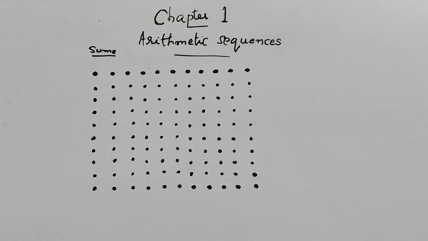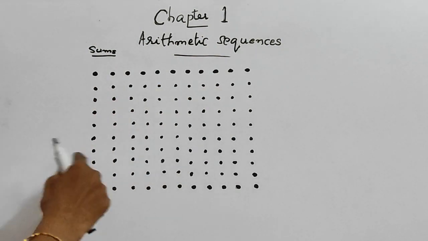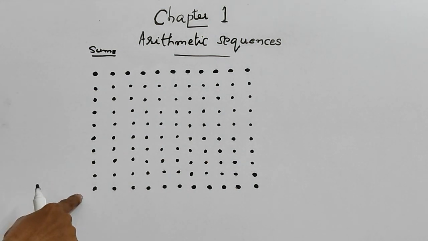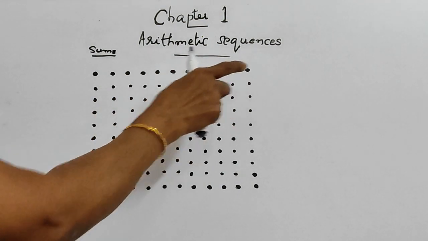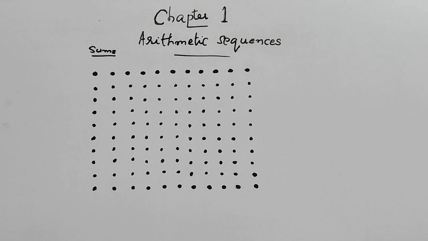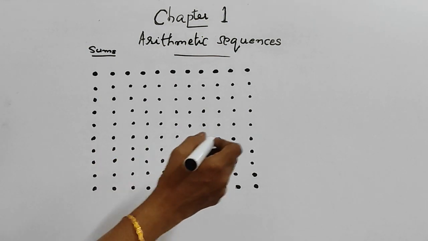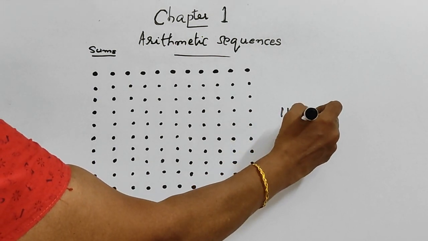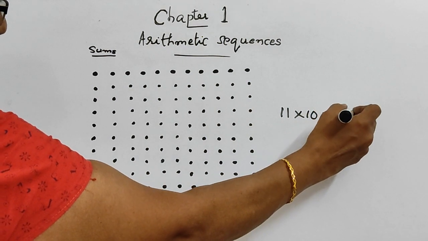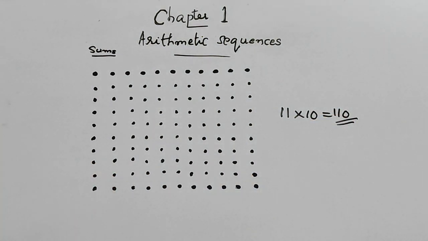Hello guys, today we start with the topic sums of chapter 1 arithmetic sequence. See in this figure, these are rows. How many rows are there? 10 rows. How many dots are there? 1, 2, 3, 4, 5, 6, 7, 8, 9, 10, 11. 11 dots in each row, and like that 10 rows are there. So how many dots are in total? 11 dots of 10 rows. So the total number of dots is 110.